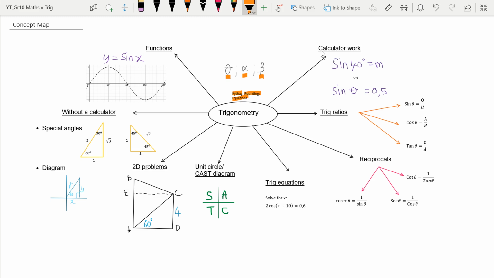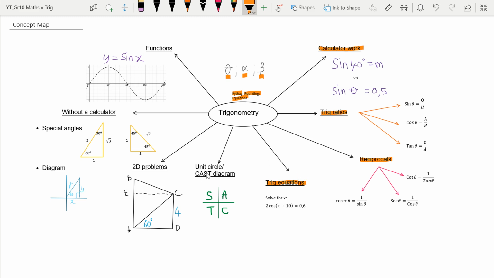Then we're going to focus on our calculator work, how to use our calculator accurately. And finally, we are going to make use of more buttons on our calculators in this section and make sure that we can do that accurately. Then we're going to study the trig ratios and how to use them to solve triangles, find angles, find sides. Then we've got the reciprocals for our trig ratios. We're going to look at trig equations, very important, solving for x in our trig equations.